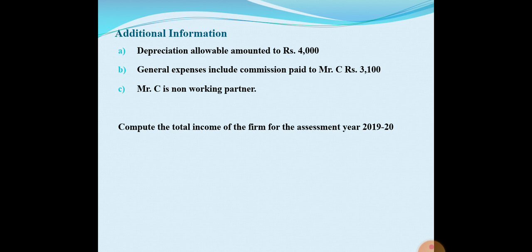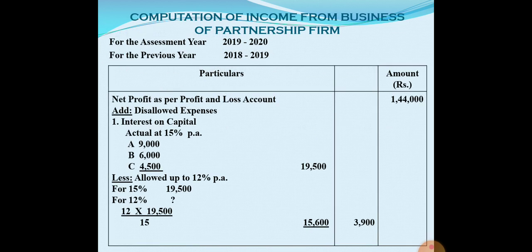Additional information: depreciation allowable amounted to rupees 4,000. General expenses include commission to Mr. C, rupees 3,100. Mr. C is a non-working partner, that is, Mr. A and B are the working partners. With the help of this information, we have to compute the total income of the partnership firm for the assessment year 2019-20. First, we have to compute the income from business of a partnership firm for the assessment year 2019-20 and for the previous year 2018-19.